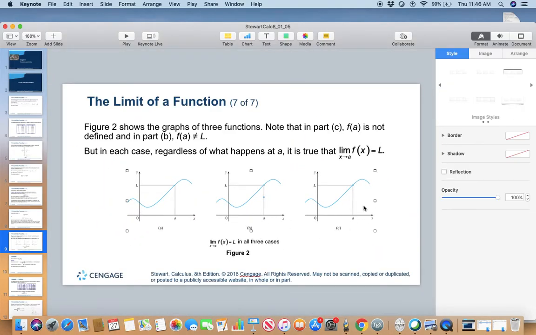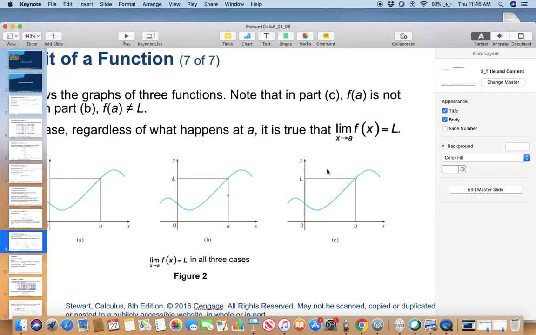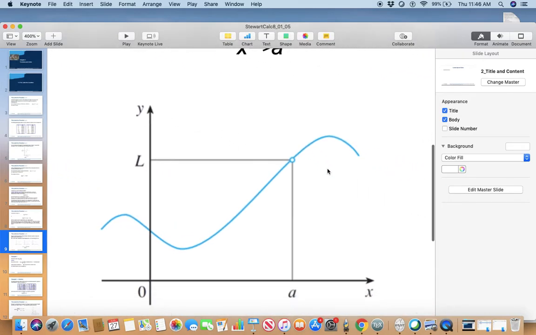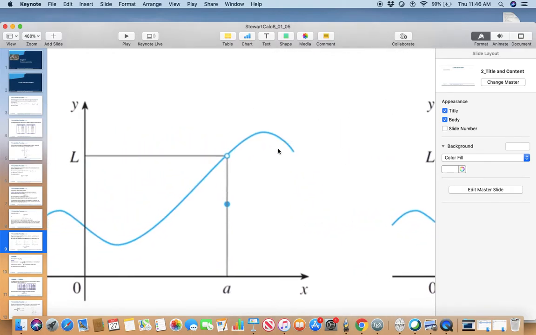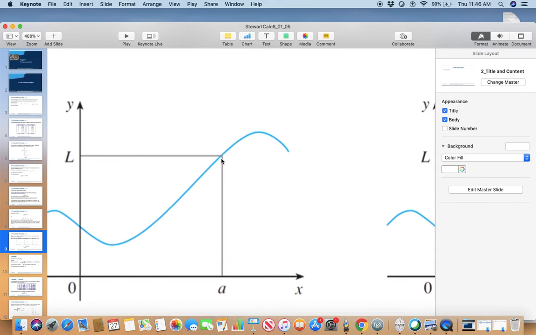Here is a third graph. This is f(x), the graph of f(x). At a, there is a hole and there is no other value. So at a, it is not even defined. In the previous case, at a, f(x) is defined, but it is not there. That is, your graph is not continuous there. Whereas here, at a, f(x) is defined and makes the graph continuous.